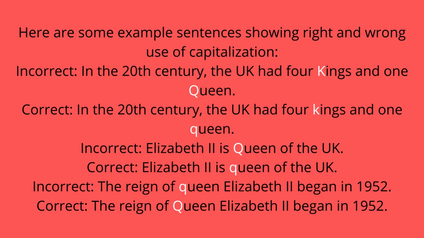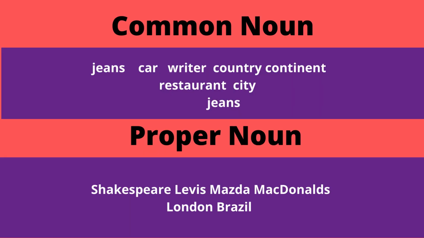And this table of common and proper nouns should show you the difference. Note that the common nouns do not start with a capital and the proper nouns do start with a capital. Common noun and proper noun. There is a list of common and proper nouns: car, writer, country, continent, restaurant, city, jeans. All these are common nouns and they are starting with a small letter. Now the proper nouns are Mazda, Shakespeare, Brazil, Asia, McDonald's, London and Lewis. All of these proper nouns start with capital letters.